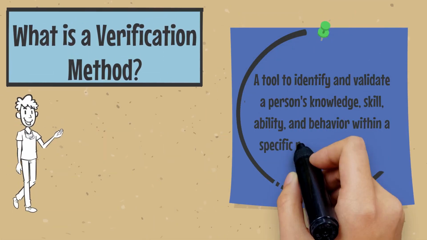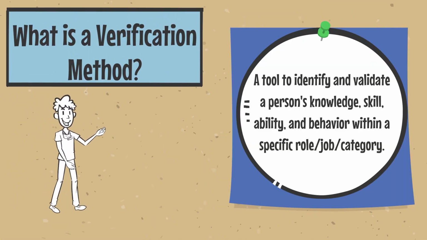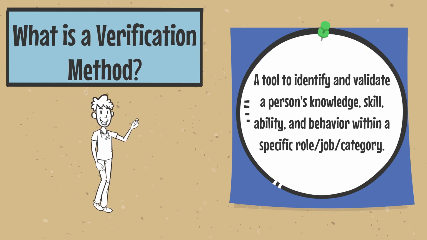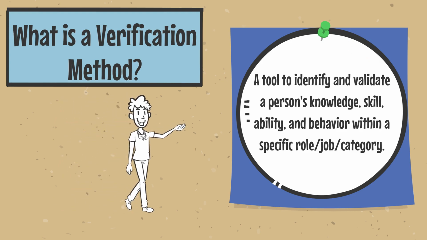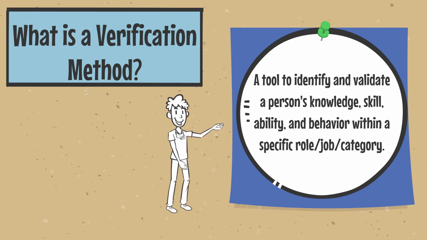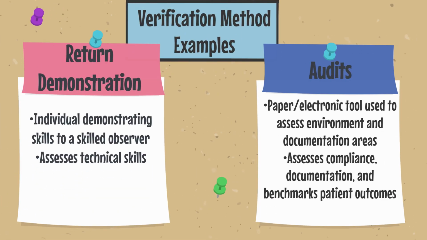So what is a verification method? A verification method is a tool to identify and validate a person's knowledge, skill, ability, and behavior within a specific role, job, or category. There are 6 examples of verification methods that we could be using for our competency pilot. The first is a return demonstration, which is an individual demonstrating skills to a skilled observer. This assesses technical skills. The second is an audit, which is a paper or electronic tool that is used to assess environment and documentation areas. This assesses compliance, documentation, and benchmarks patient outcomes.